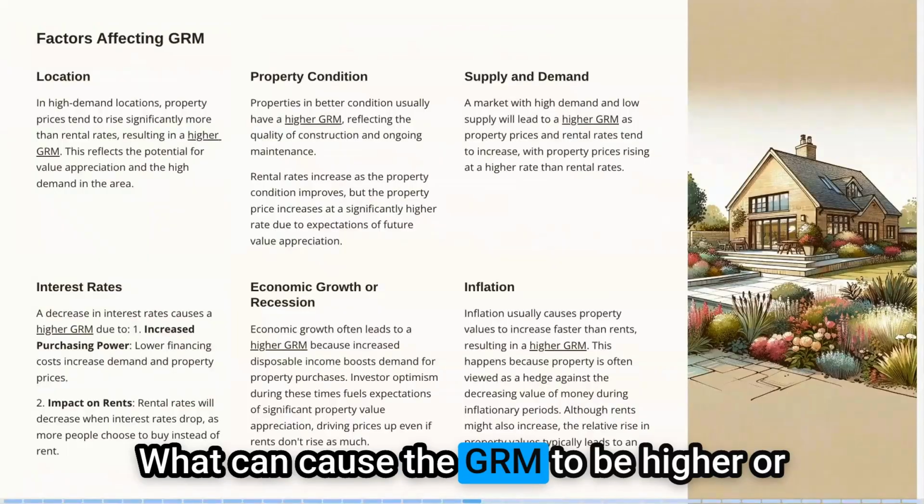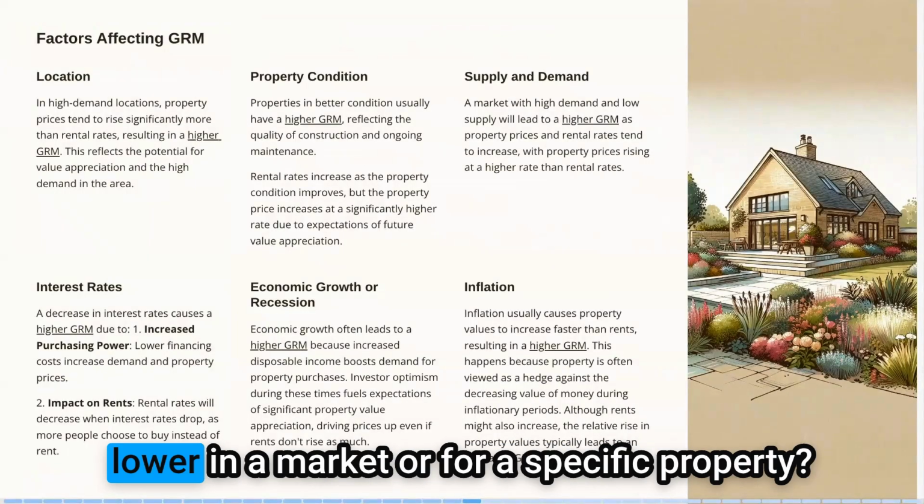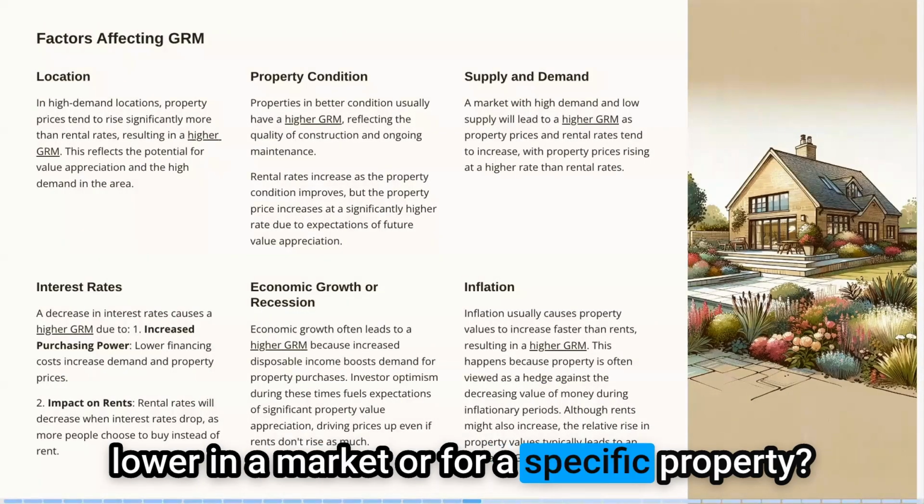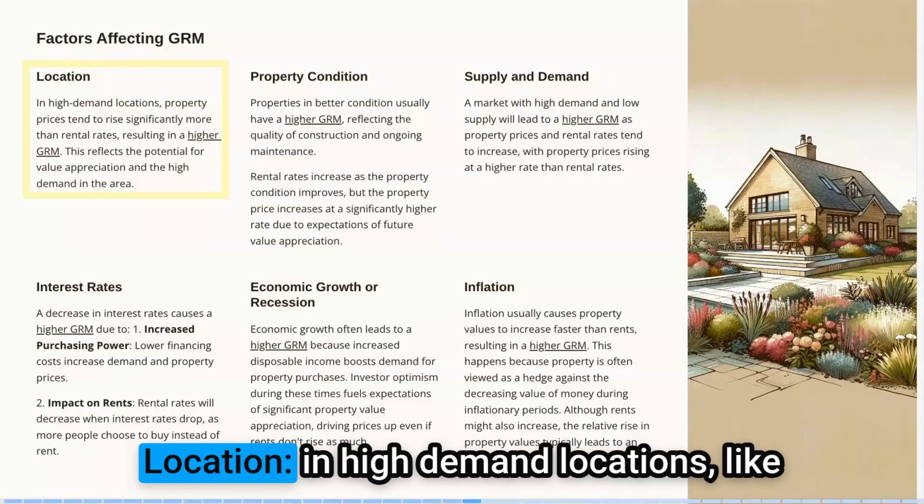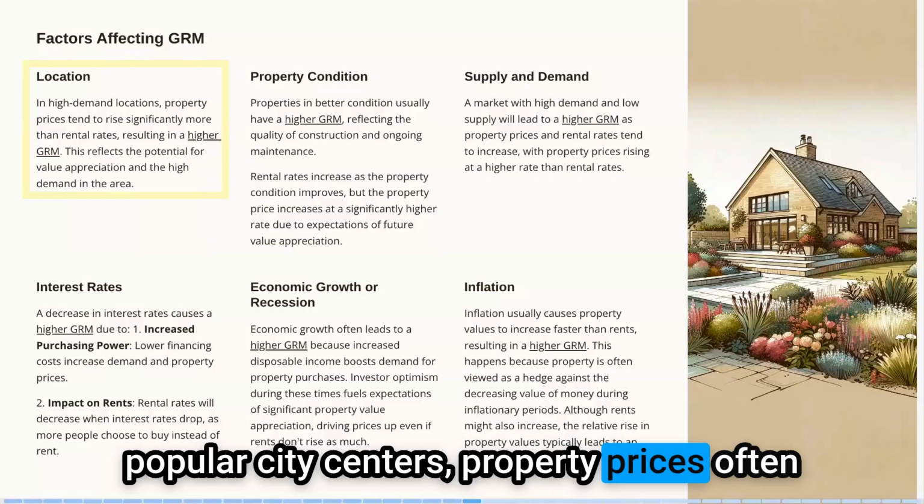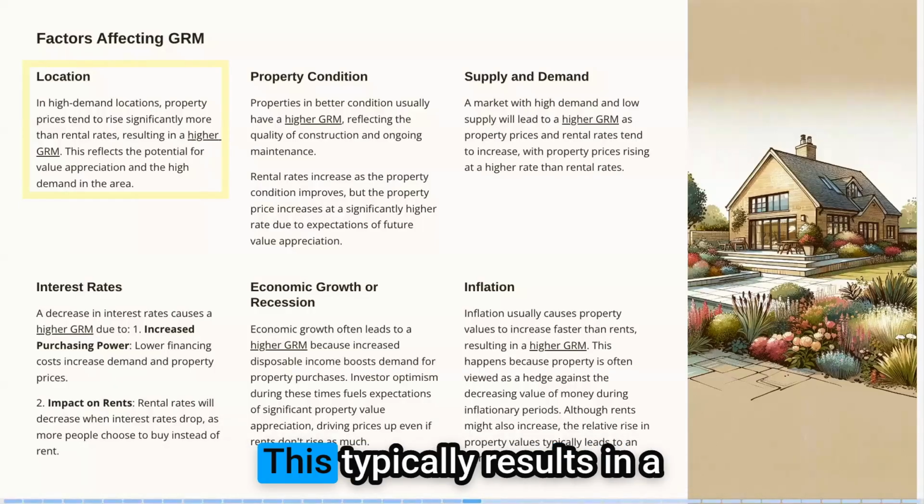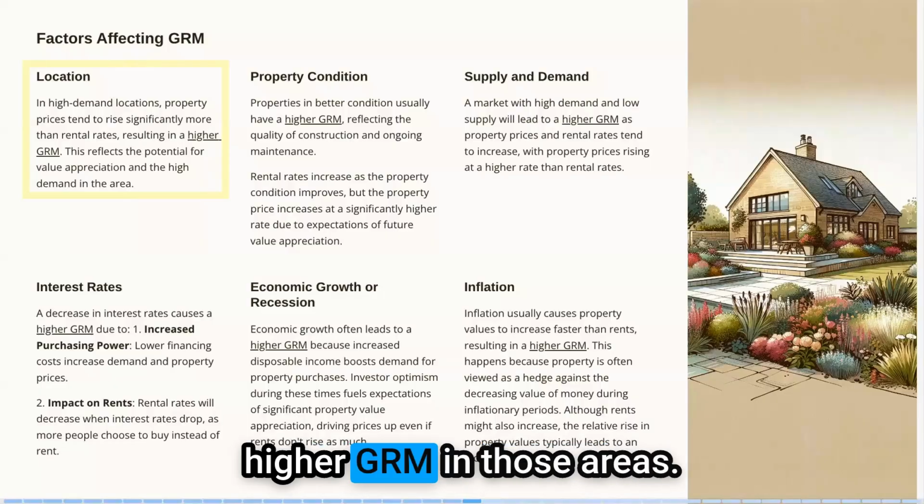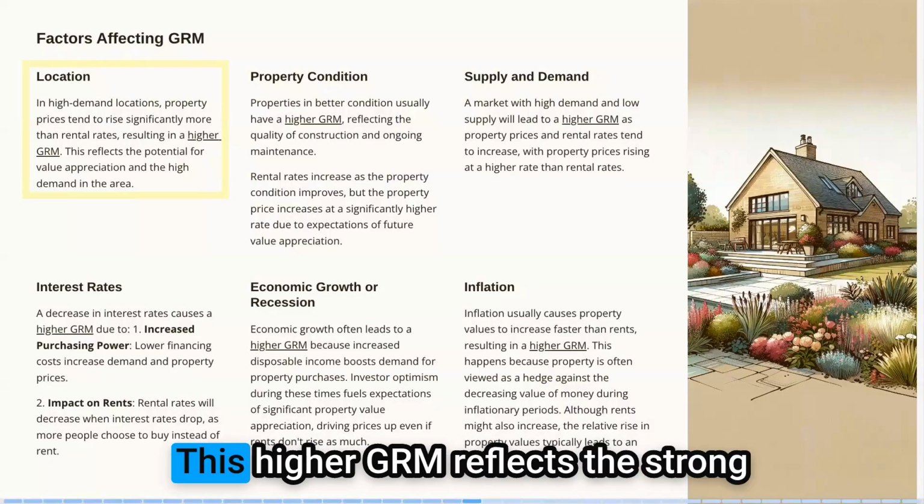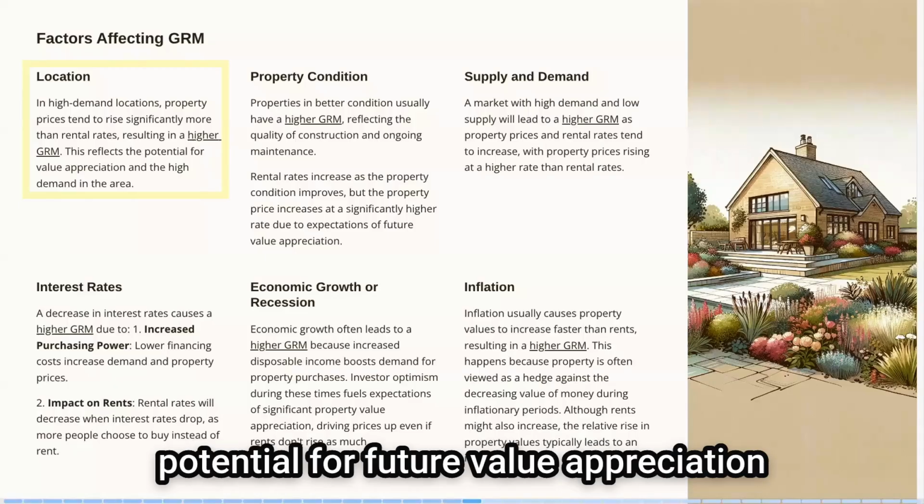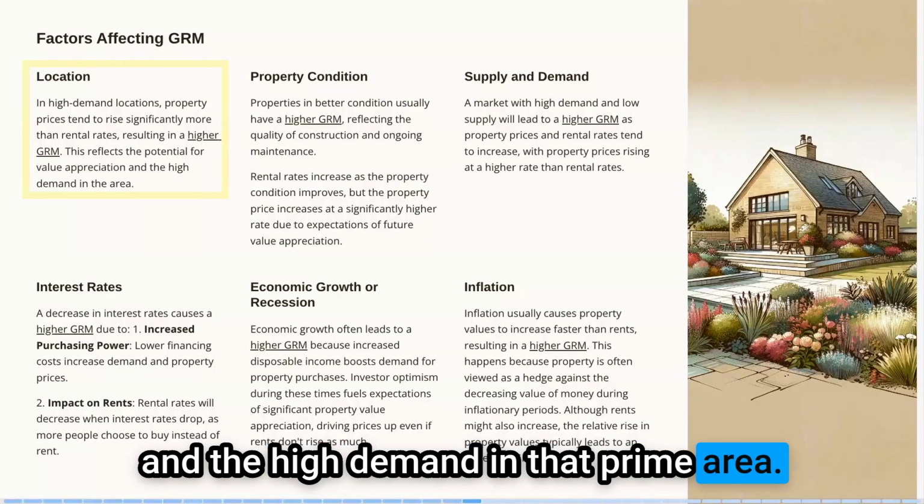What can cause the GRM to be higher or lower in a market or for a specific property? Location. In high demand locations, like popular city centers, property prices often rise much more significantly than rental rates. This typically results in a higher GRM in those areas. This higher GRM reflects the strong potential for future value appreciation and the high demand in that prime area.